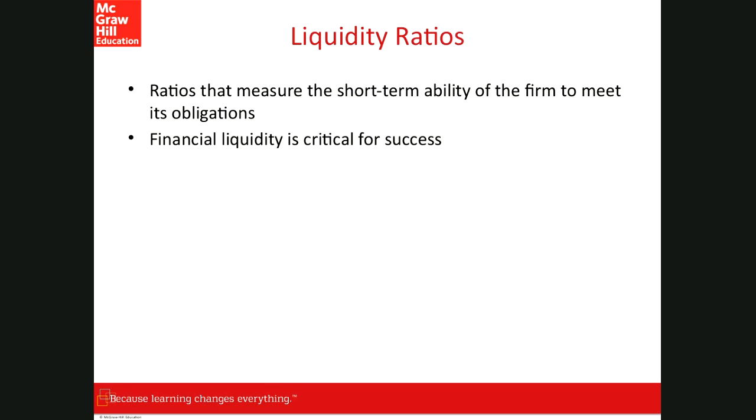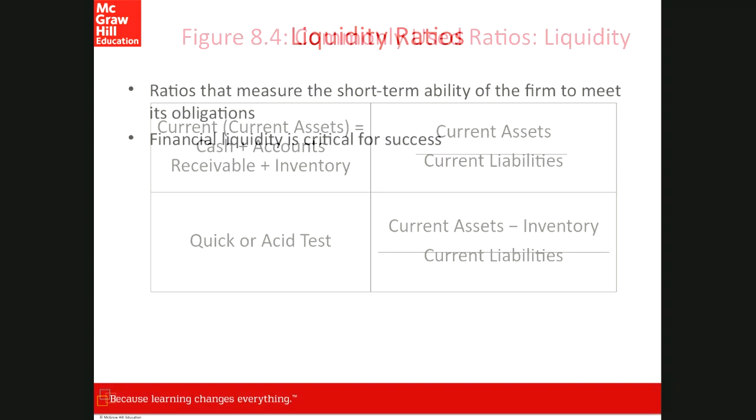So with liquidity ratios, ratios that measure the short-term ability of the firm to meet its obligations, financial liquidity is critical for success. You need to be able to pay your electricity bill, your gas bill, or water bill, right? All of these things are critical for success, but more specifically, you need to be able to pay your wages. That's even more important for your short-term growth.